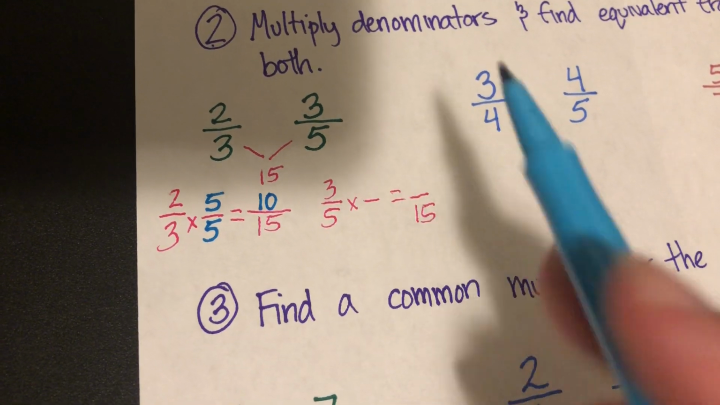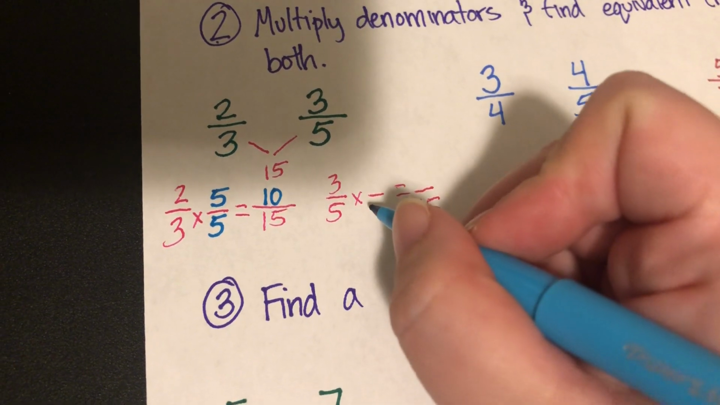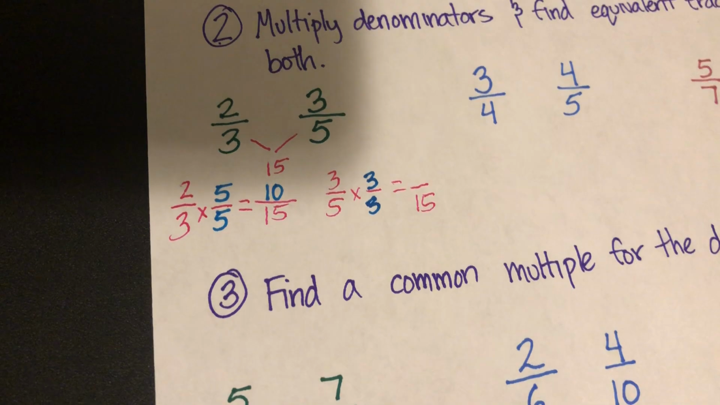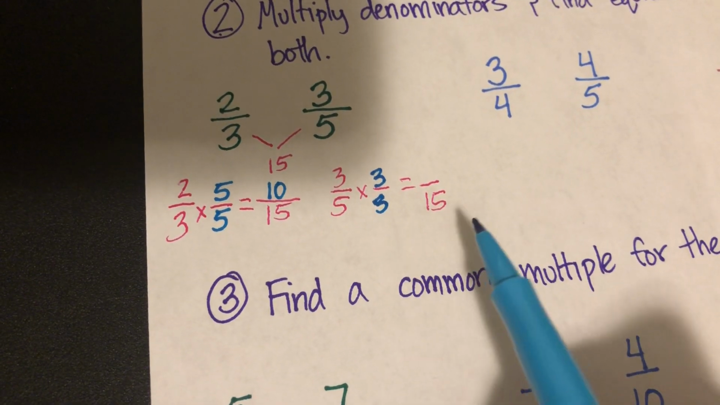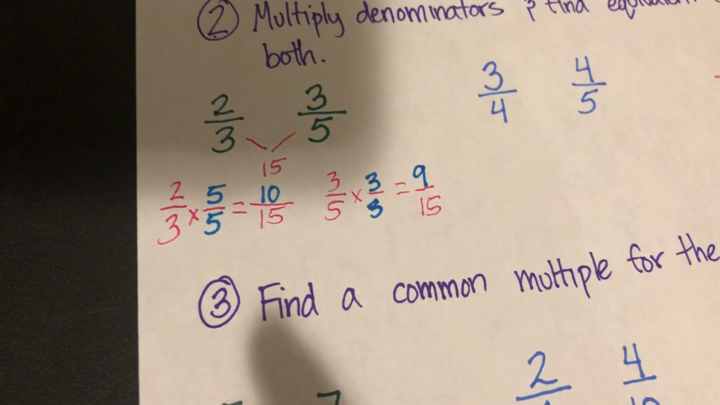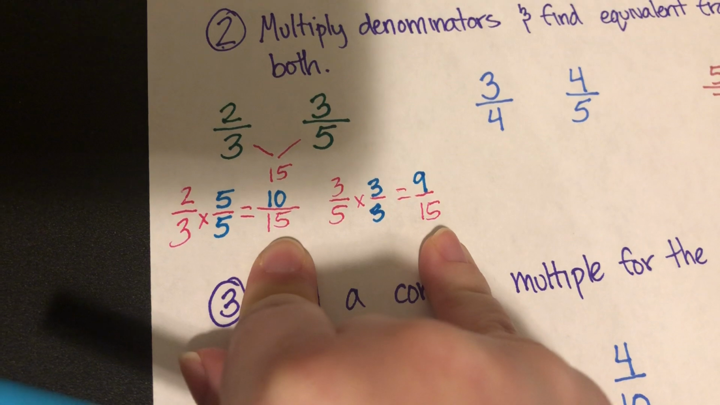So my first fraction, 2/3, is equivalent to 10/15. And 3/5, so 5 times what will give me 15? That would be 3. And what's on the bottom must be on the top. So 3/3 is going to be my fraction of 1. 5 times 3 is 15. 3 times 3 is 9. So we are comparing literally 10/15 and 9/15.